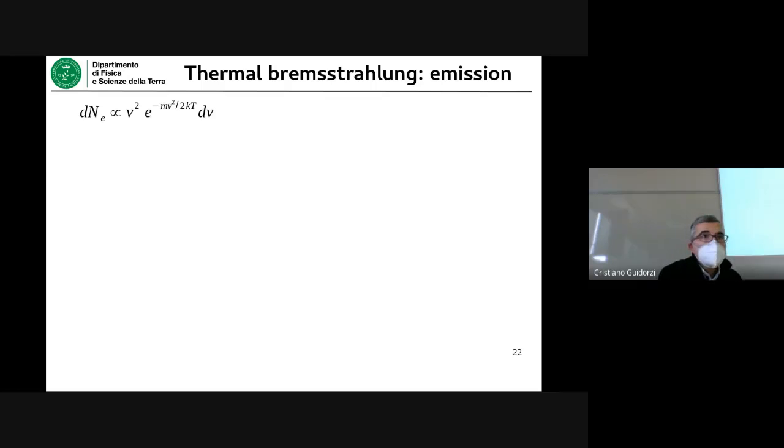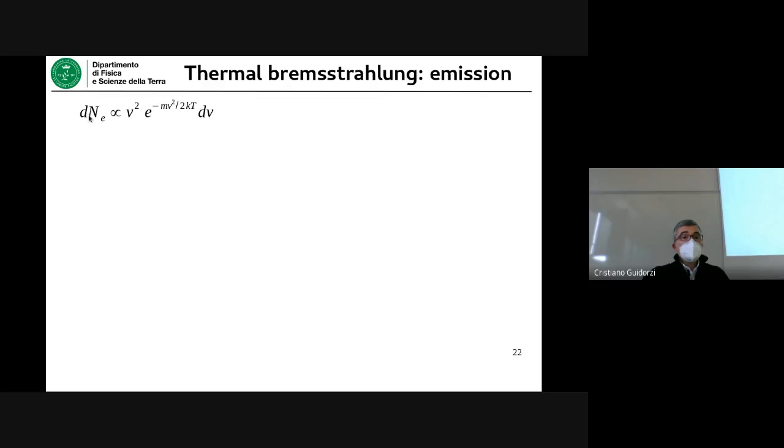Well, the Maxwellian distribution. When you have a population of electrons in thermal equilibrium with a given temperature T, you know that the distribution function, which describes the distribution of the velocity, by velocity I mean the modulus, the magnitude, is the Maxwellian distribution. It has a dependence on velocity as v squared times the exponential of minus m v squared over 2kT. Very important result.